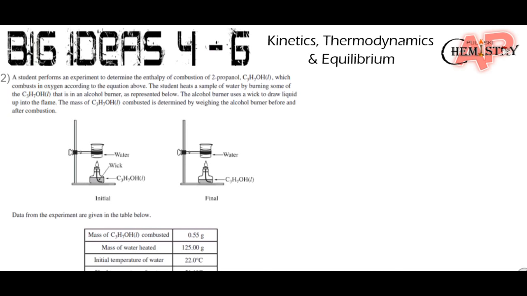And then they give us some information. And this is one of those problems where you're also learning how to read lab data. So the data from the experiment are given in the data table below, and you have to be able to understand what you're seeing. So the mass combusted is 0.55 grams. You get the mass of water heated, initial and final temperatures, and then they give you the specific heat capacity of water. So you allow your equation sheets to help you with this.